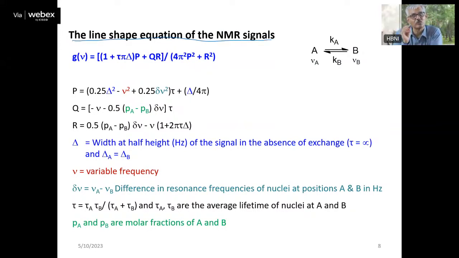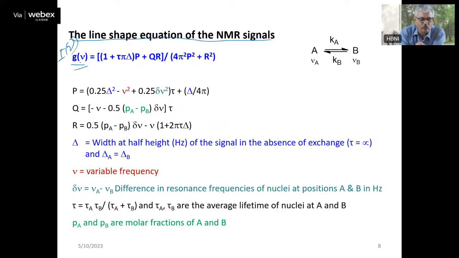I am not going to derive it. Those who are interested can see the appendix of this Günther book, where it is given. So what is the line shape equation? This is nothing but the intensity of the signal.